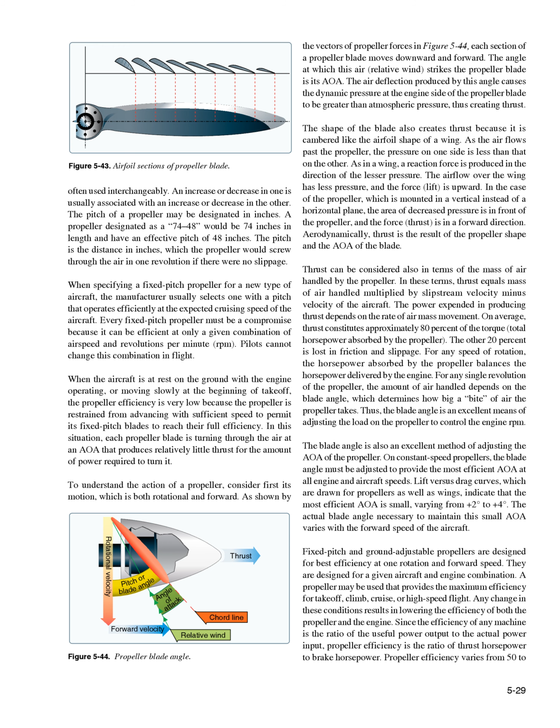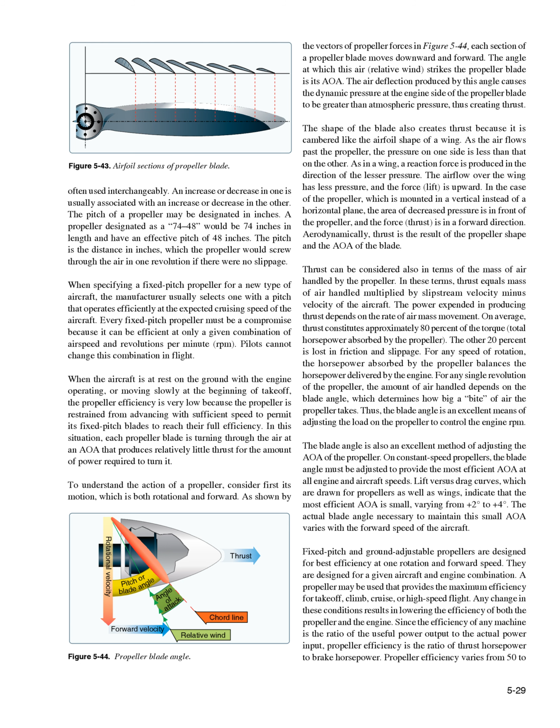The power expended in producing thrust depends on the rate of air mass movement. On average, thrust constitutes approximately 80% of the torque, total horsepower absorbed by the propeller. The other 20% is lost in friction and slippage. For any speed of rotation, the horsepower absorbed by the propeller balances the horsepower delivered by the engine.